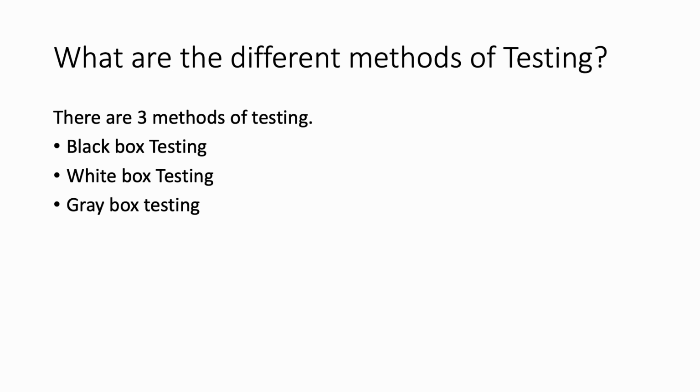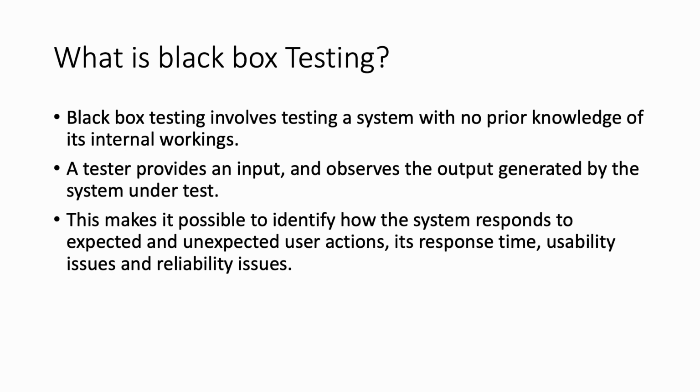The next question is, what are the different methods of testing? There are basically 3 methods of testing: black box testing, white box testing, and gray box testing. Then the next question I have put is, what is black box testing? Black box testing involves testing a system with no prior knowledge of its internal workings, like what is written in the code, that knowledge is not required. Whatever is visible in the front end, whether the functionality is working fine or not, those things we check in black box testing. A tester provides an input and observes the output generated by the system under test.